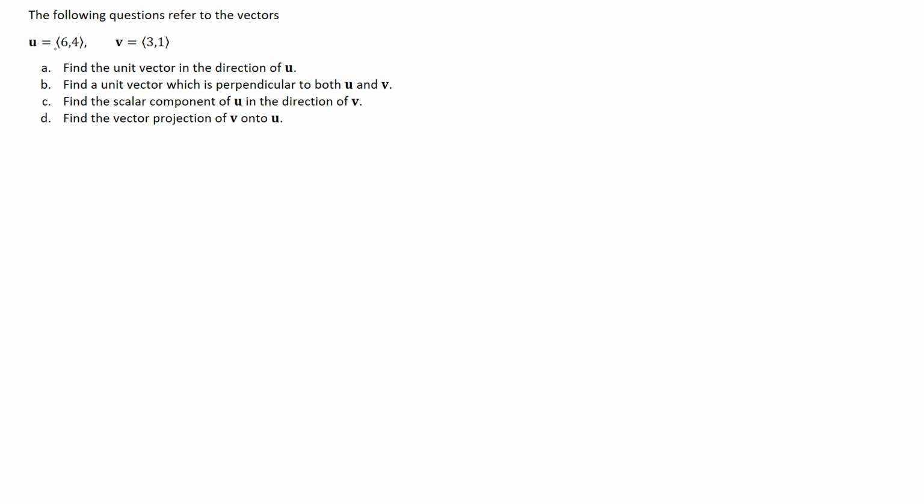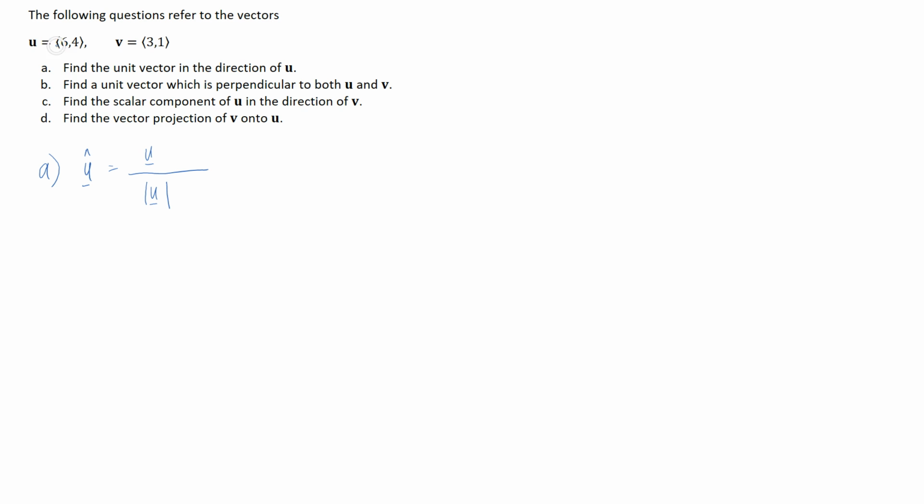So here we're going to consider the two vectors u and v, and we're going to work through a series of questions about them. So part A is to find the unit vector in the direction of u. So we'll start with that. We can figure out a unit vector, which is going to be u with a hat on, as being equal to whatever the original vector u is, divided by the magnitude of it.